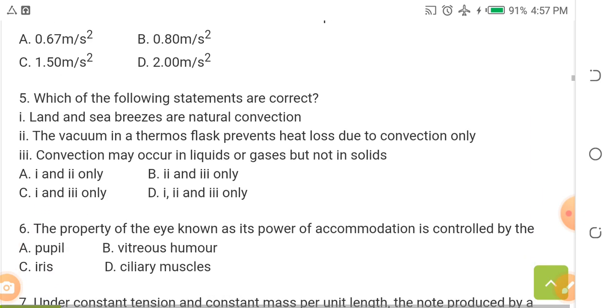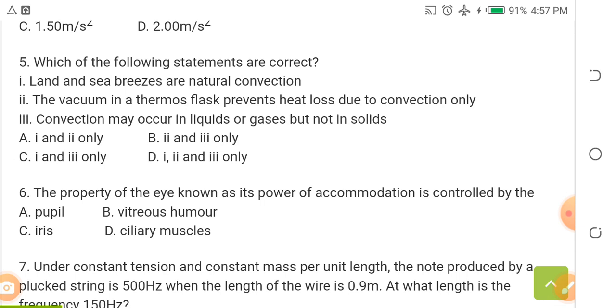Let's look at this question. This one is a bit technical, so I need you to pay great attention. Number 5, which of the following statements are correct?